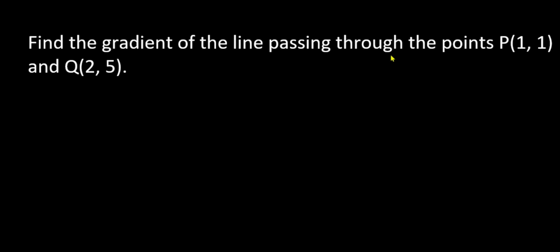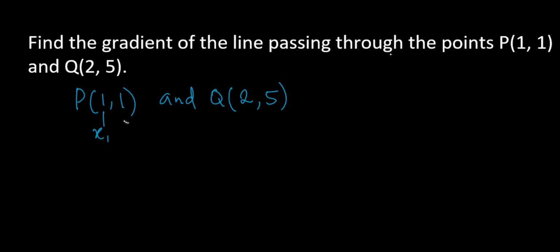Let's look at this. Find the gradient of the line passing through points P and Q, where P has a coordinate of (1, 1) and Q has a coordinate of (2, 5). To do this, we already know that the gradient is like a slope. We have the formula: P is equal to (1, 1), and for Q, let me write it again, is equal to (2, 5). The formula for the gradient, as we already know, is x1.